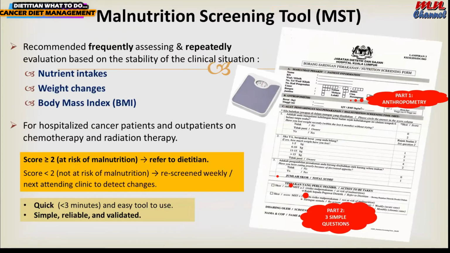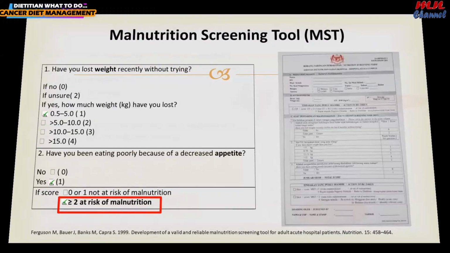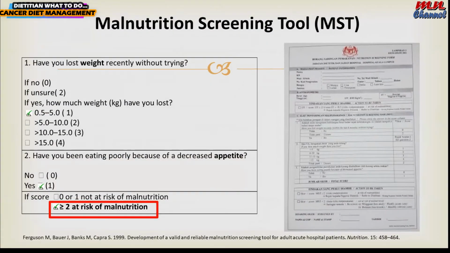So the simple, reliable, quick one, which takes less than 3 minutes, is the Malnutrition Screening Tool. We have other screening tools available such as NRS or MUST, but MST is very simple and validated for use with cancer patients, because it only has these two questions: your appetite and also your weight loss. So if you have recent weight loss and decreased appetite, the patient is already at risk of malnutrition.